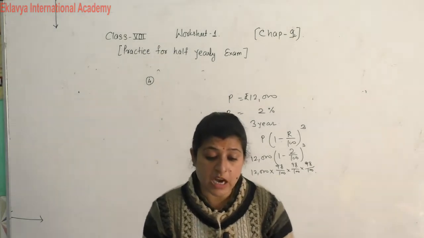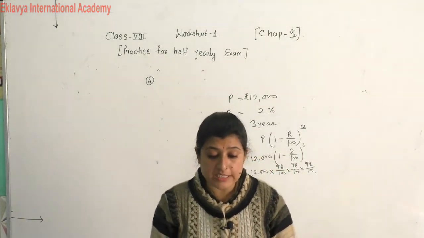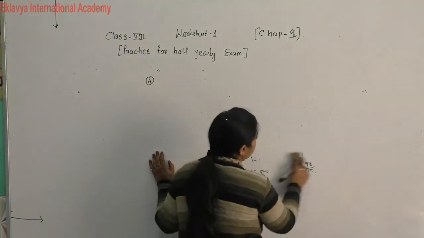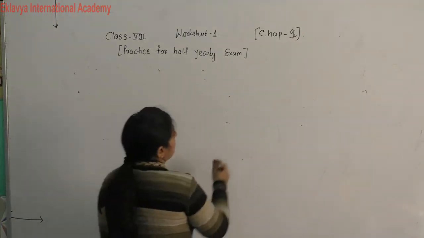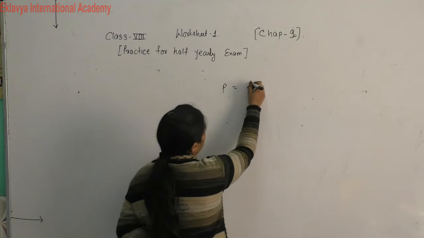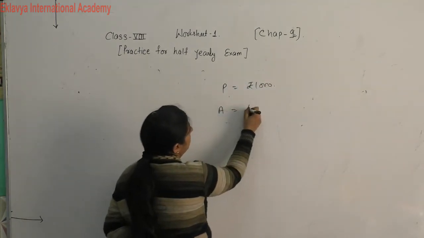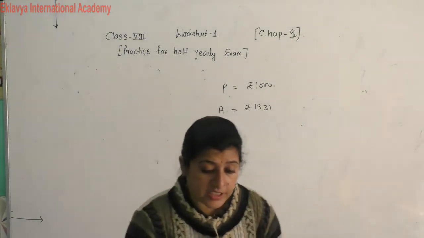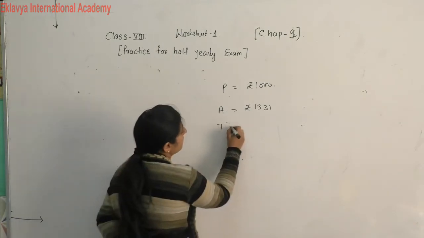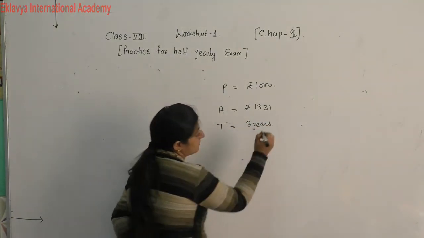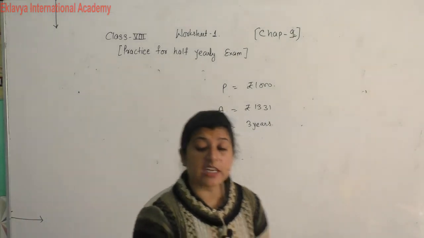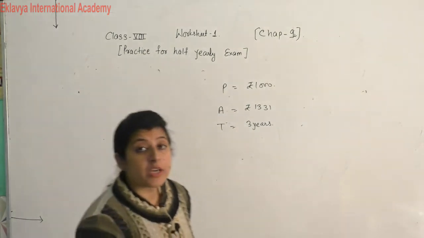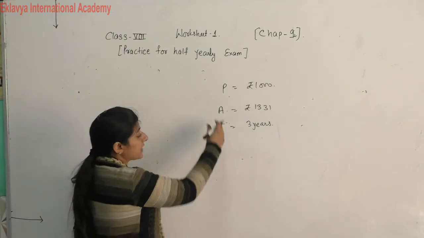Savita invested rupees 1,000 in a finance company and received rupees 1331. It means principal amount is rupees 1000 and amount is rupees 1331. What is the rate here? After 3 years, time period is given to you 3 years. Your question is find the rate of interest per annum compounded annually.